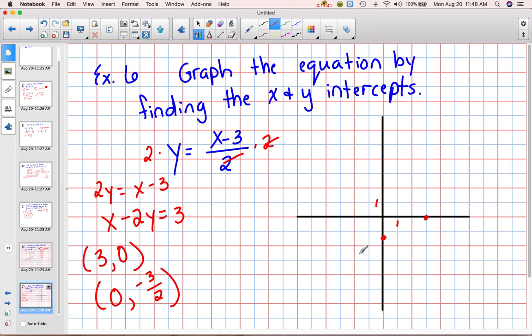And now it's aligned, so I can go ahead and connect those. My arrows show it keeps going. And there's my line with that x and y intercept.